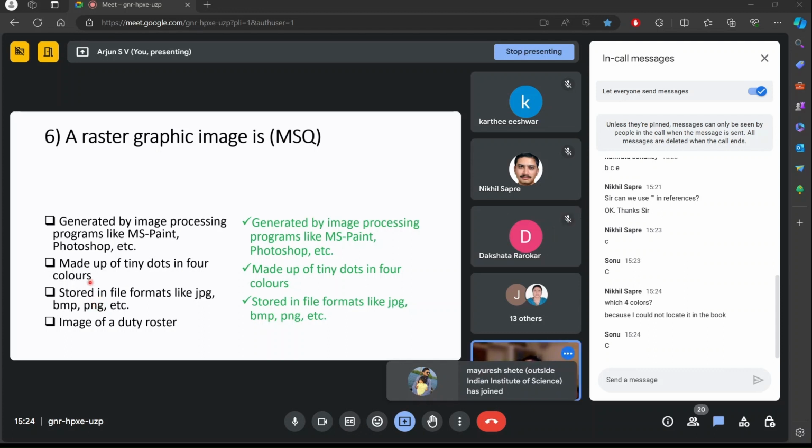Yeah, so Nikhil, coming back to your question, some people say it has four colors, which is RGB, the basic primary colors plus black. Some people say it has five colors, RGB plus black and white.